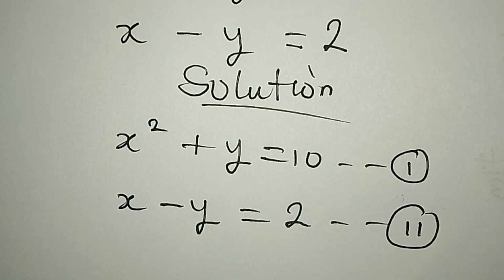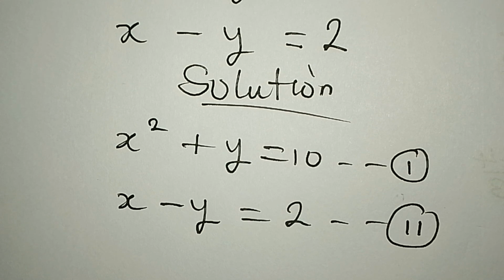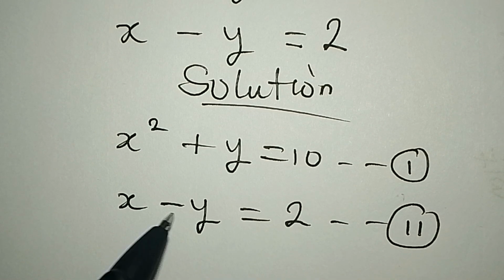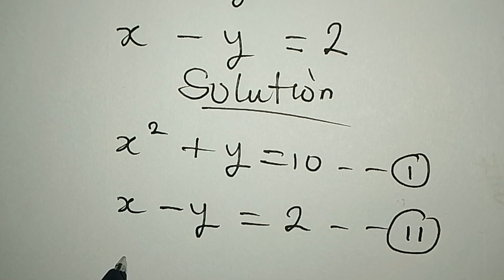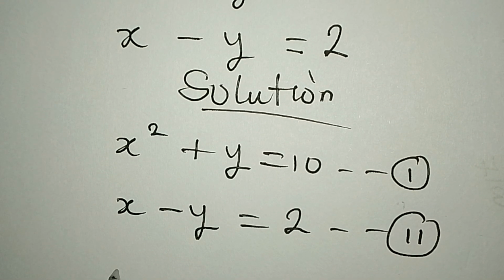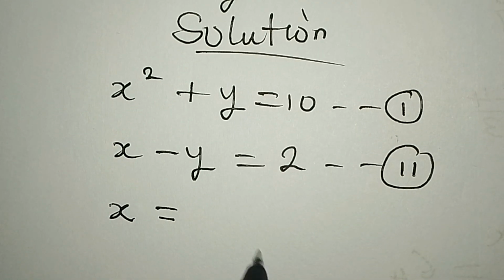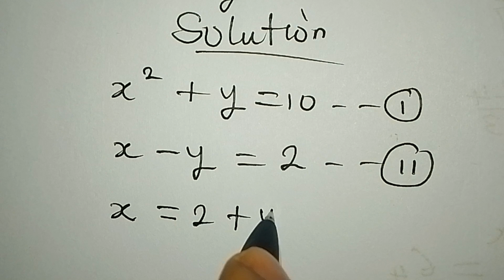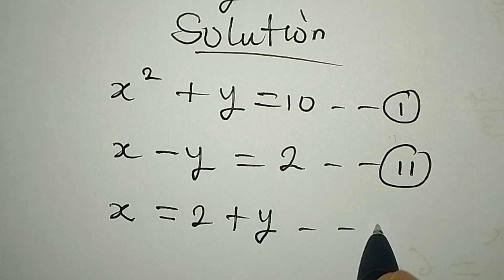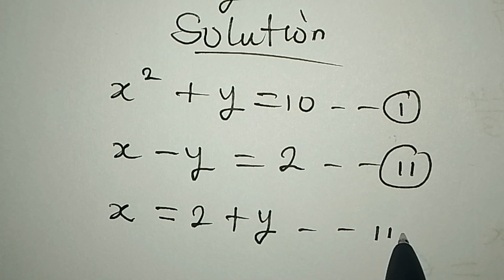And how do we deal with this? This is simple. Let's use the substitution method. From equation 2, we'll make x the subject. So our x will now be equal to 2 plus y. We'll label this as our equation 3.